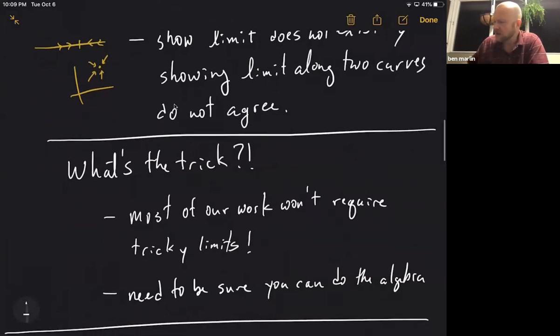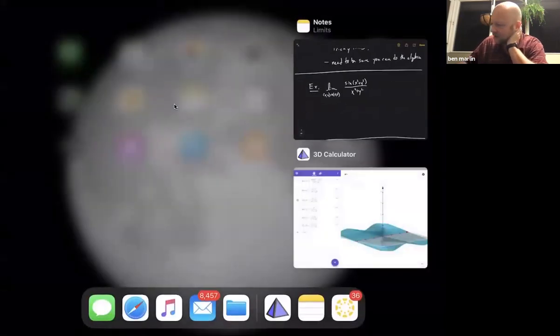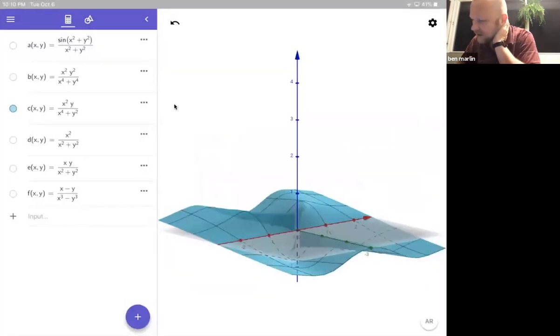So we're going to look, first of all, at a limit that should seem a little bit familiar. The limit as (x, y) goes to (0, 0) of sine of x squared plus y squared over x squared plus y squared. If you remember back in Calc 1, you did the limit as x goes to 0 of sine x over x. So this is pretty similar, and I've got some graphs going on.